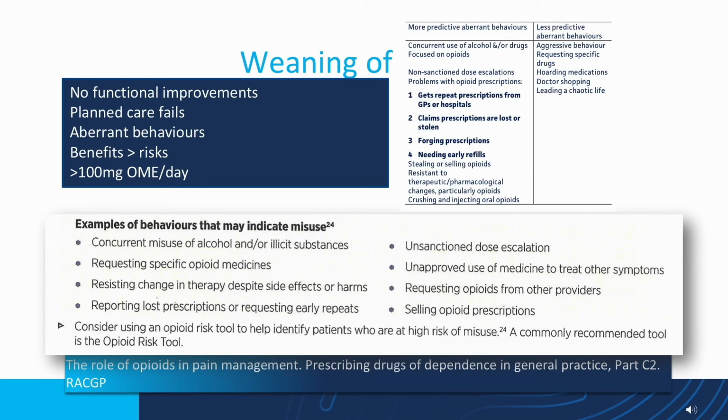Repeat scripts, lost scripts, stolen scripts, as I've mentioned, forging prescriptions, needing early refills. Then some very softer signs. You might find that patients are leading a chaotic life. And I find that's quite a good sign in picking up whether this is going to be a safe use of opioids. So if patients have chaotic lives, they've got chaotic thoughts and speech in the consultation, it just seems kind of exhausting. You might consider if this is a reflection of their life and opioid use.